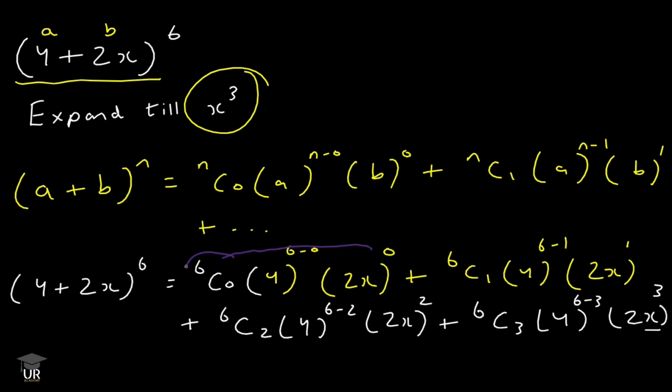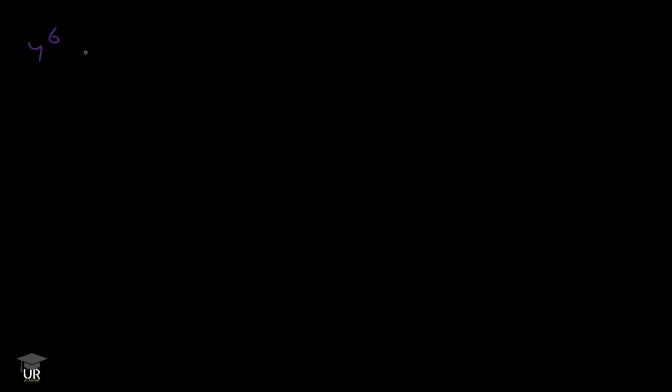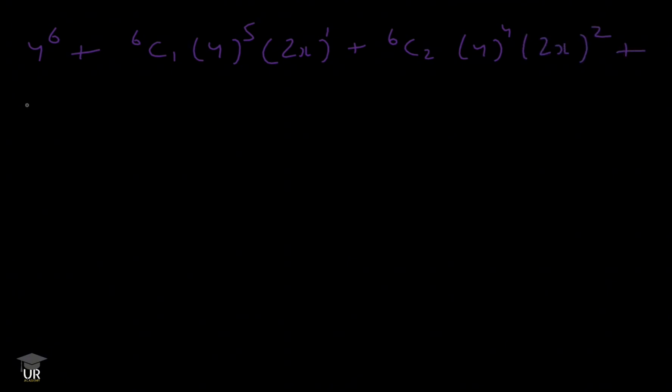So let's put this in the calculator first. 6C0 is 1, and 4 to the power 6 multiplied by 1, so this will become just 4 to the power 6, plus 6C1, and now this will become 4 to the power 5 and 2x to the power 1, plus 6C2, 4 to the power 4, and 2x squared, plus 6C3, 4 to the power 3 and 2x to the power 3, right?